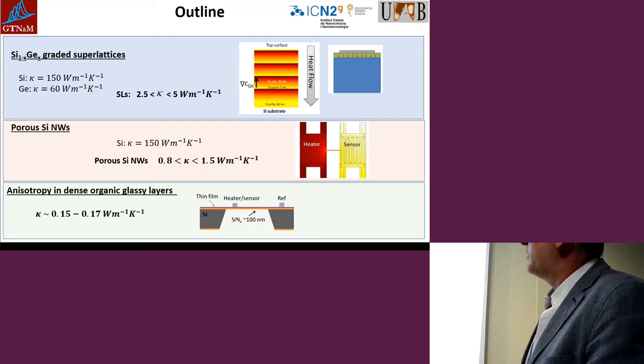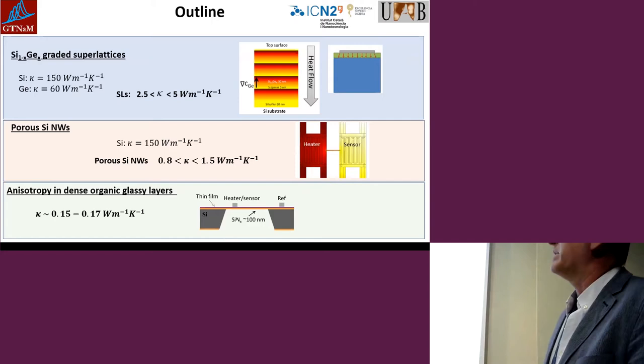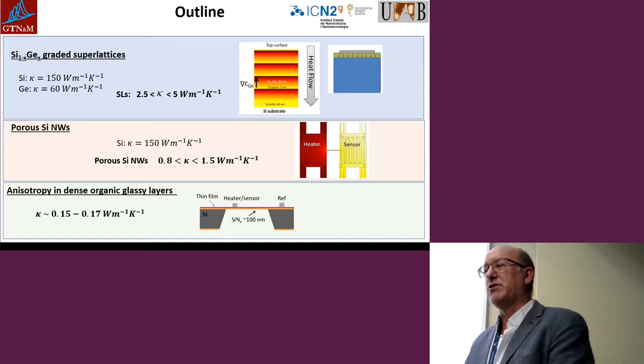I will start with these silicon germanium graded superlattices, in which we can get a reduction of the thermal conductivity from the pure elements to values which are even below the thin film alloy limit, which is kind of the standard that we can see for impairing the phonon transport.